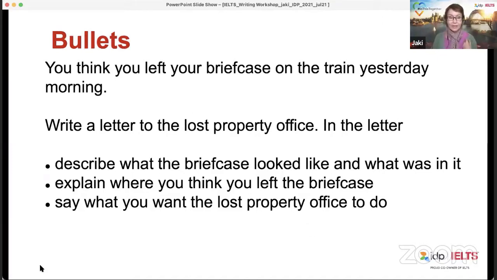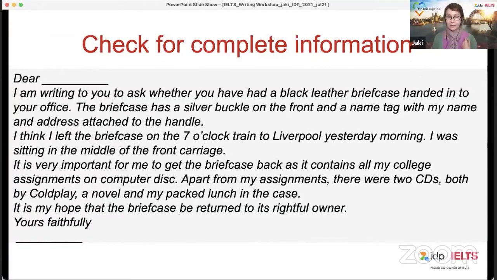So have a look at this one. Do you think that the three things, what it looked like and what was in it, where you left it, and what you want the lost property office to do, are all covered equally? Is there an equal amount of information? Have a quick read through and then let me know what you think. Is there an equal amount of information for all three bullet points?